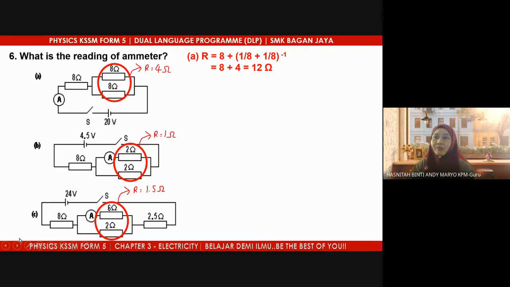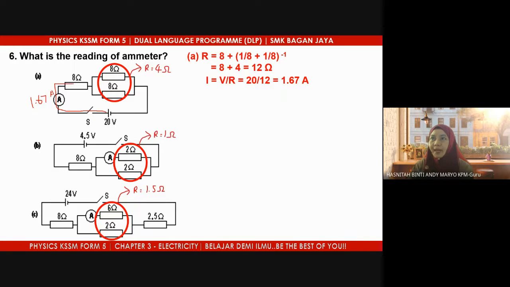So then how to find the current flow? Use this formula, I equals V over R. Where is V? This one, 20 volts, shown by the voltage supply by the battery. Divided by the effective resistance 12, it will give you 1.67. So this ammeter here reads 1.67 ampere. Later when the switch is closed, 1.67 will flow through here from this direction.